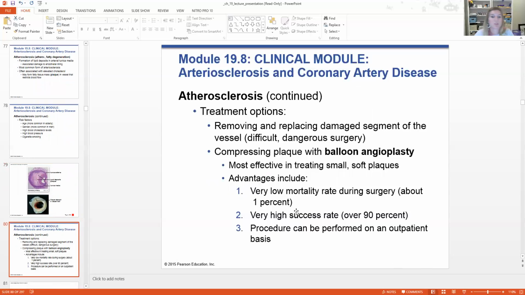There are some treatment options, though. Replacing the damaged segment, compressing the plaque with an angioplasty, very common, very effective. Advantage is very low mortality rate. It's very quick surgery, very high success rate, and it's outpatient. So you're in and out in the same day.